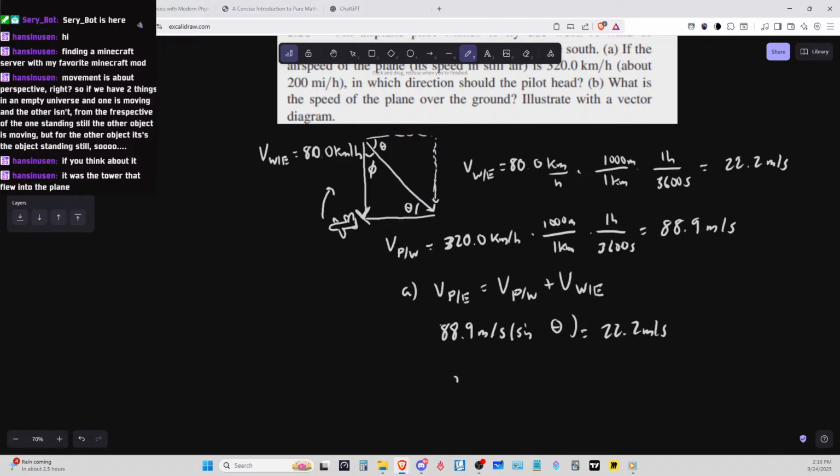So we have sine, then so we have to do sine. So 14.5 degrees.